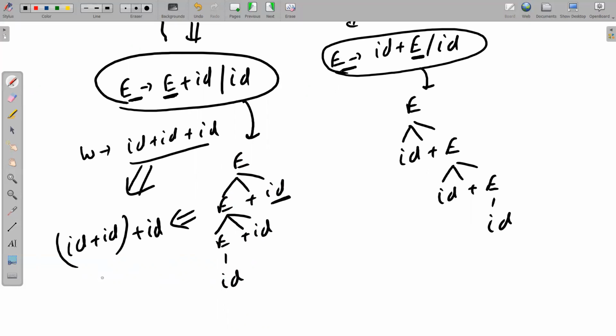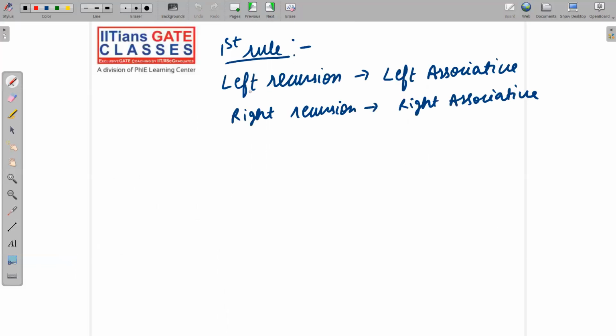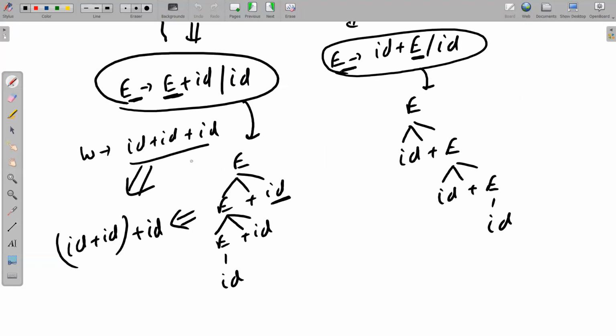So directly, indirectly, what I am going to say is, plus is becoming left associative. That means the left plus is solved first. Plus is becoming left associative. So left recursion means left associative. And we have written like this only: left recursion, left associative. And here E implies ID plus E.